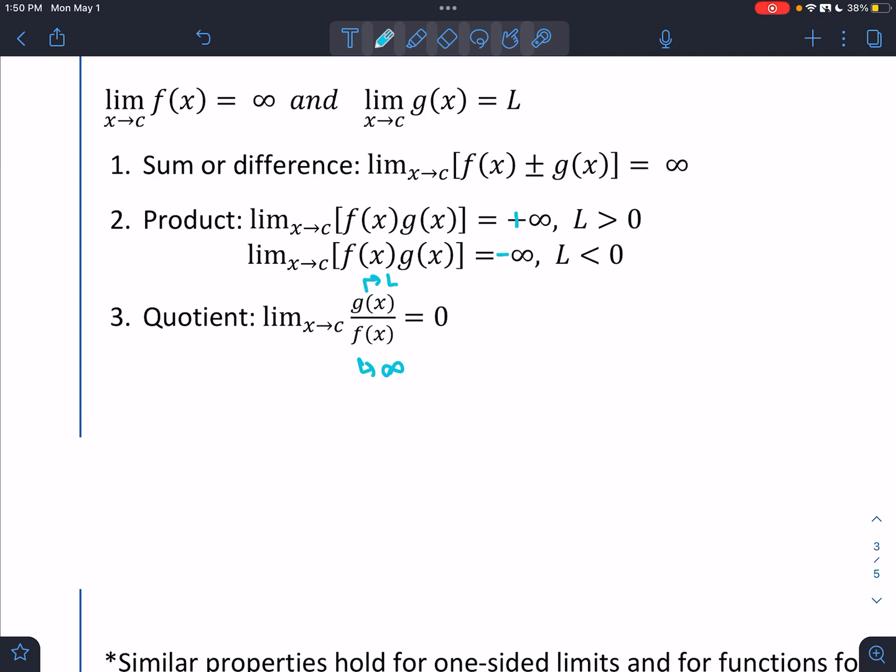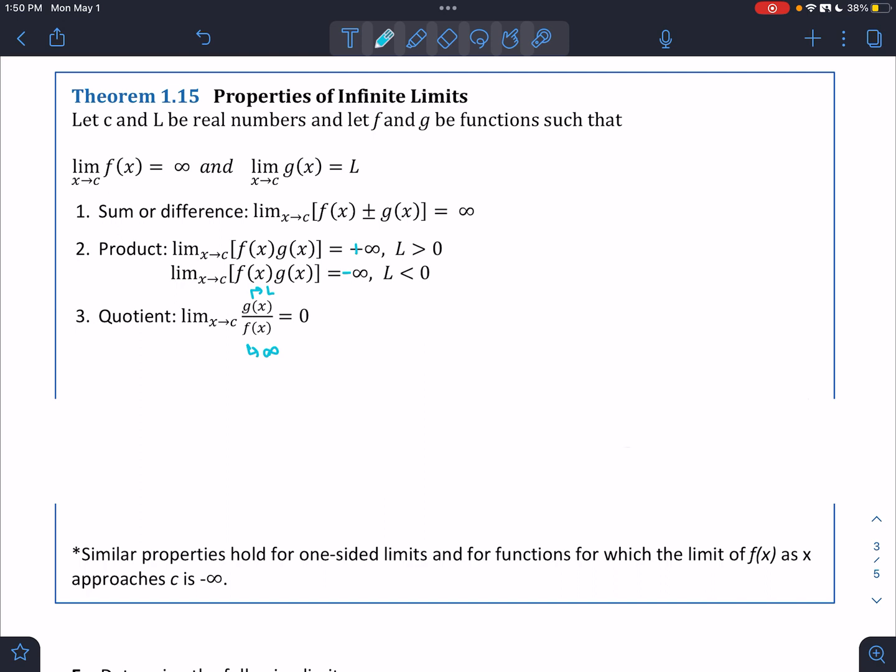Is it ever going to actually really get to 0? No. But it's approaching, right? That's what a limit is. It's approaching 0. So if you divide a regular number by a really big number, it's 0. Even if it's positive or negative, we're going towards 0. So we're going to apply those properties.